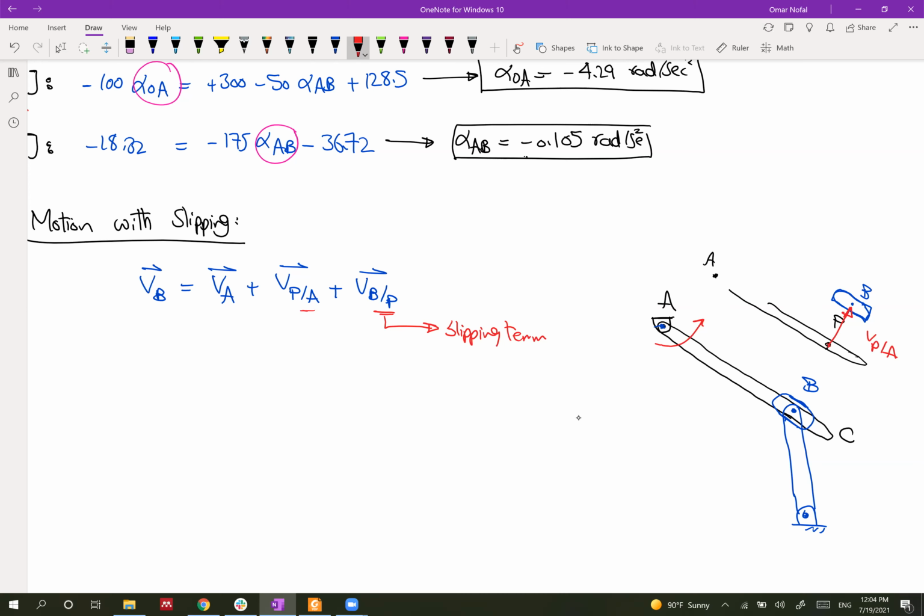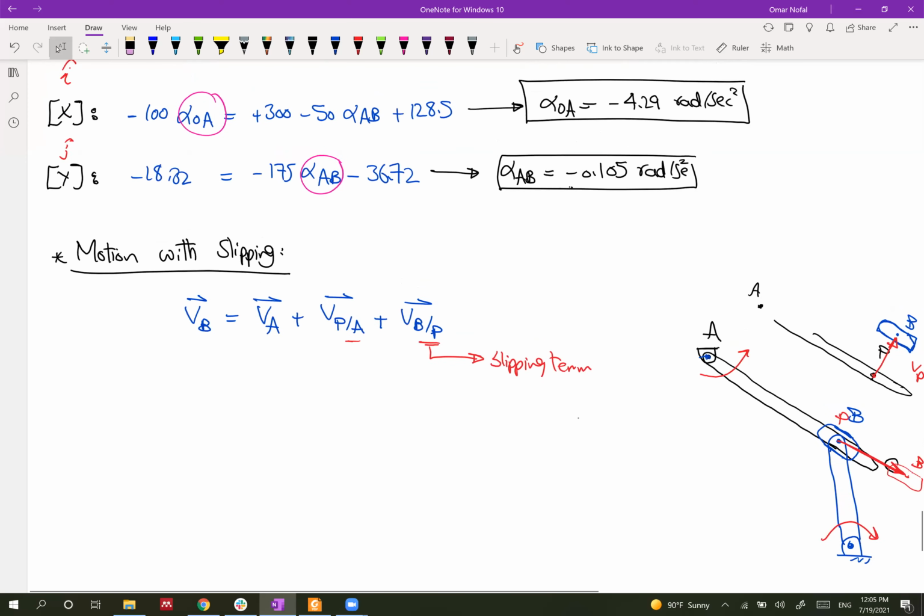For B with respect to P, as soon as this body moves this way, the other body will be moving this way, and this collar B will go down at some location here. So we'll have B here and B here. So when we say VB with respect to P, it will be something like this in this direction. So B and P are on different bodies. Okay, so this is for the velocity.